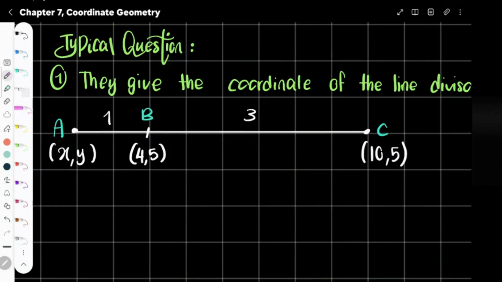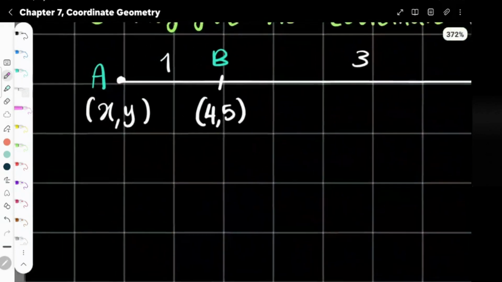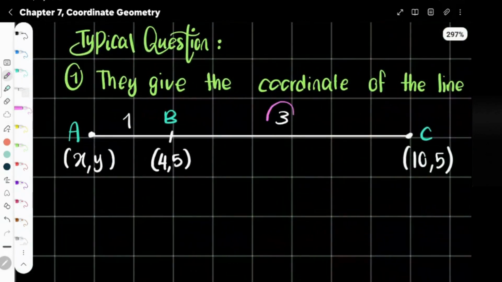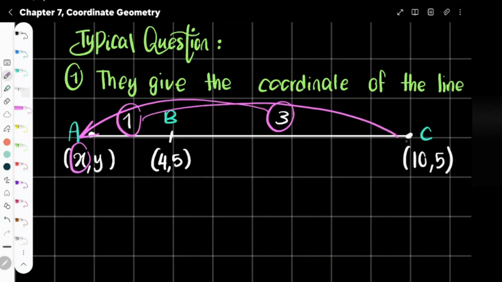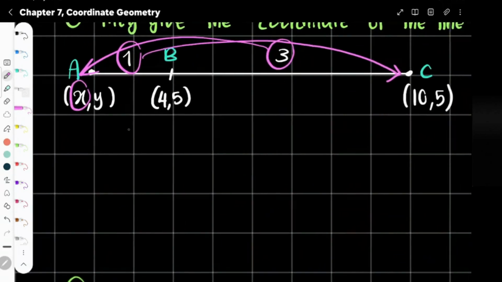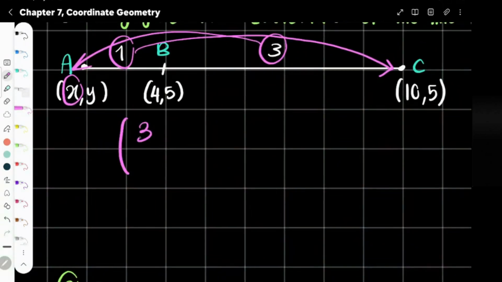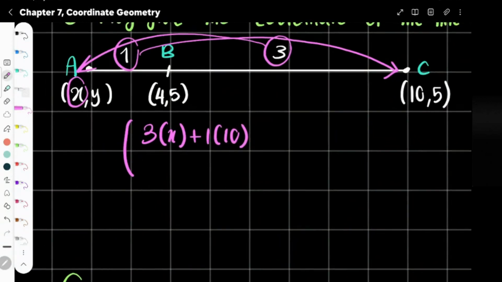So let's go through this one by one. The formula is very simple. This times this, times x, and then this times the x. So the first one, you focus on the x. It will be 3 times x, and then plus 1 times 10, over the bottom one, which is m plus n. So 3 plus 1, which is 4.